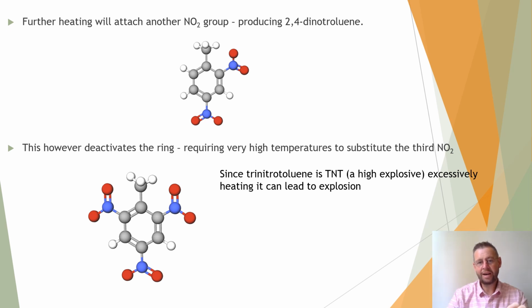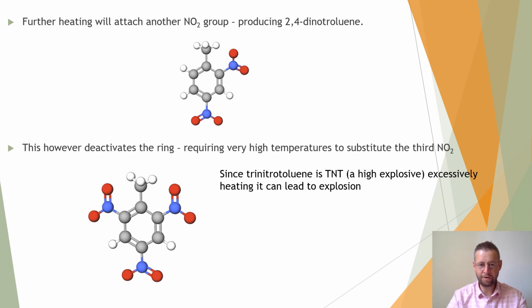So what we find is the addition of the first one changes the properties of the ring ever so slightly. It has deactivated the ring slightly. It's slightly harder to attach the second one compared to the first. So we have to up the temperature that we're heating it to, but not by much. By just 20 or 30 degrees or so is enough to start having the second substitution occurring.